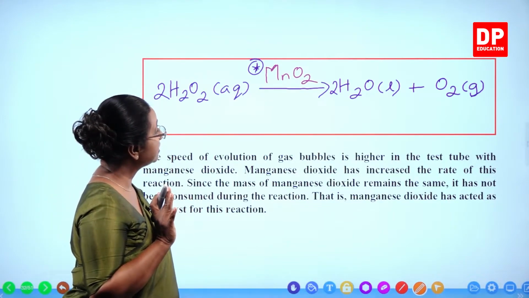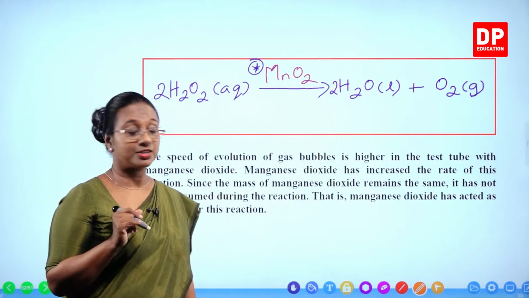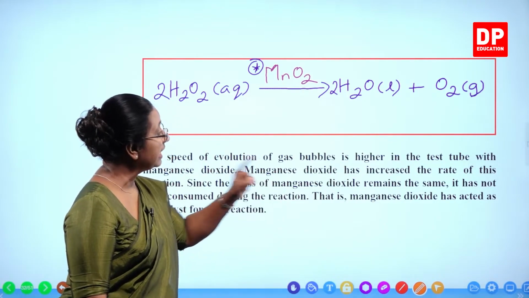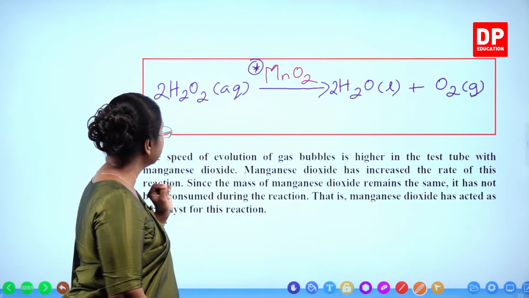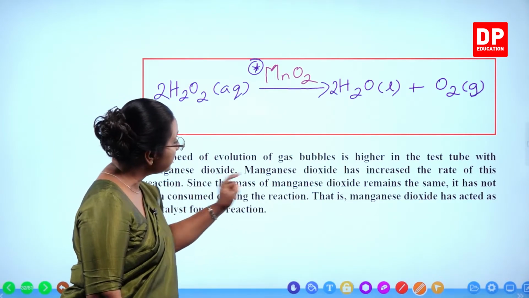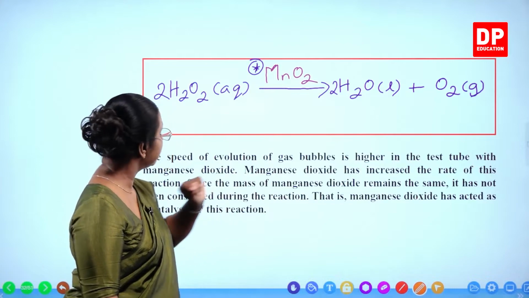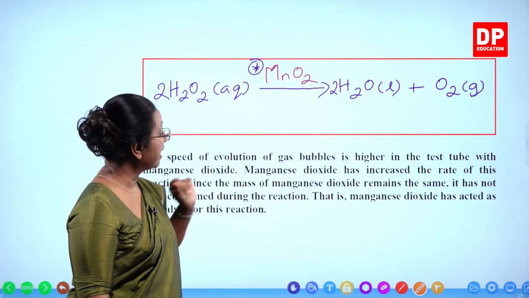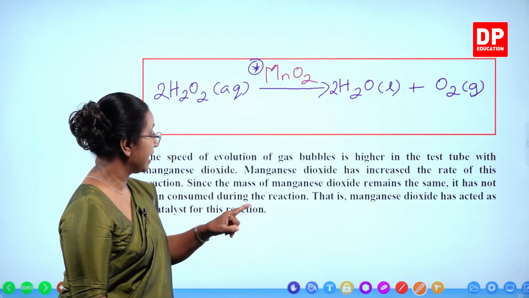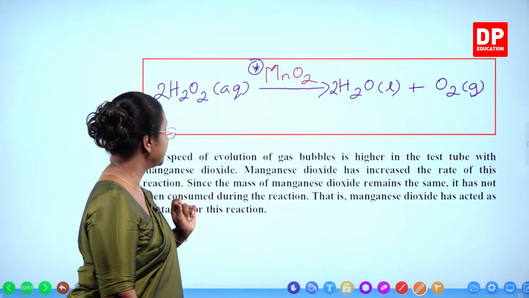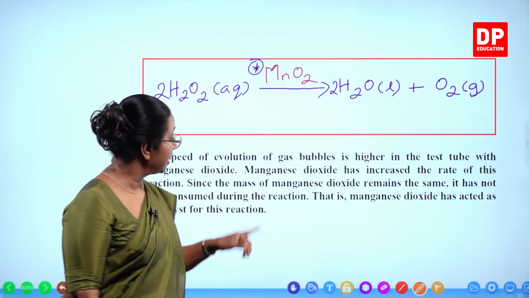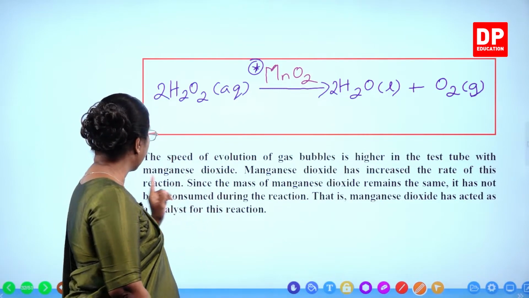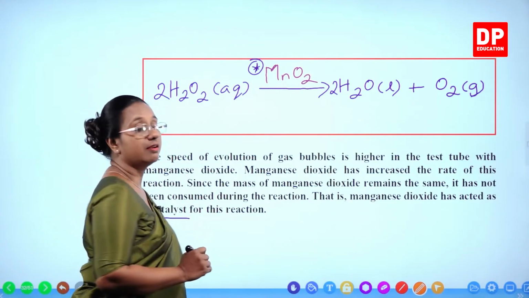The catalyst increases the rate of this particular reaction. The speed of evolution of gas bubbles is higher in the test tube with manganese dioxide. Manganese dioxide has increased the rate of this reaction. Since the mass of manganese dioxide remains the same, it has not been consumed during the reaction. That is, manganese dioxide has acted as a catalyst for this reaction.